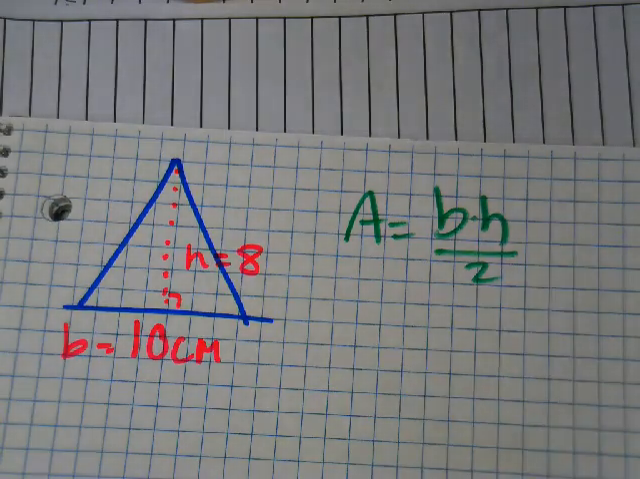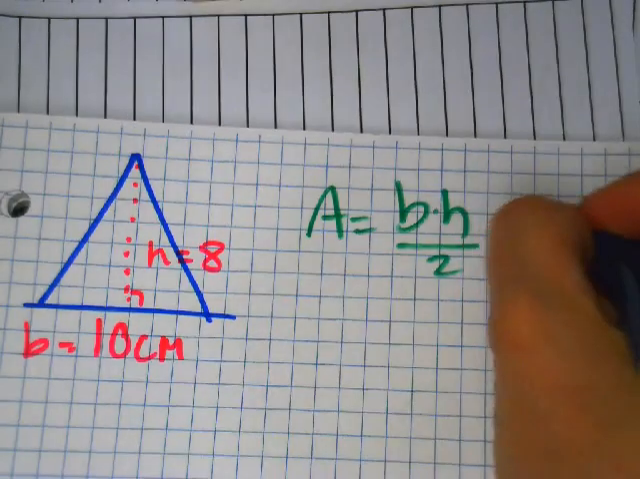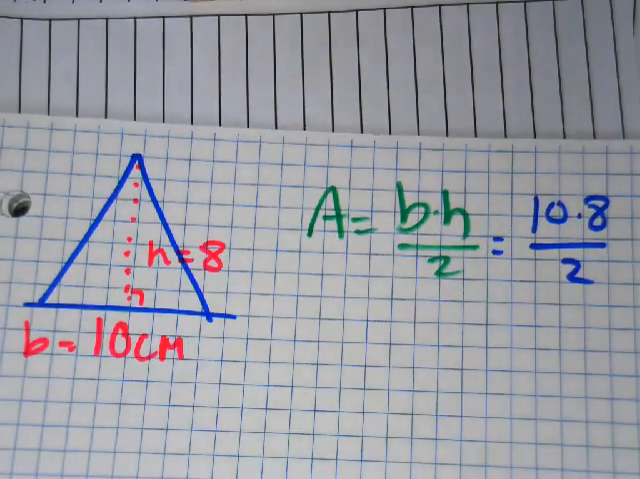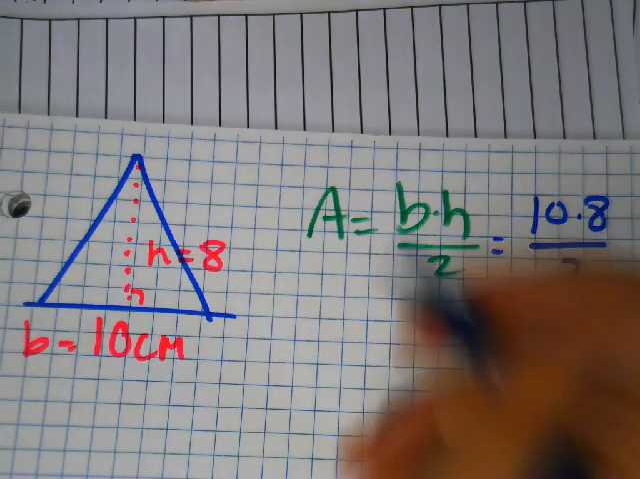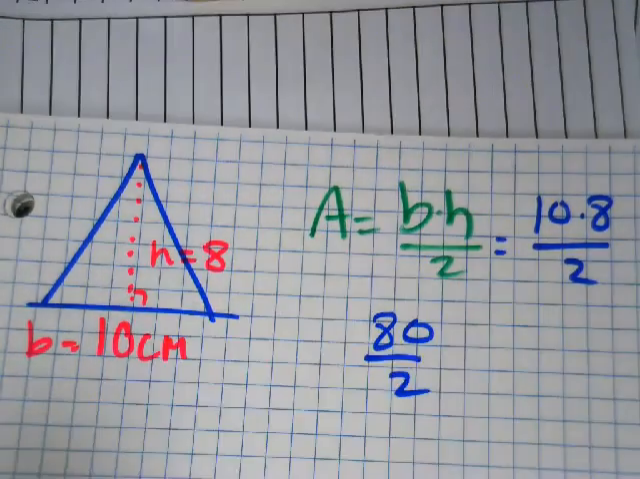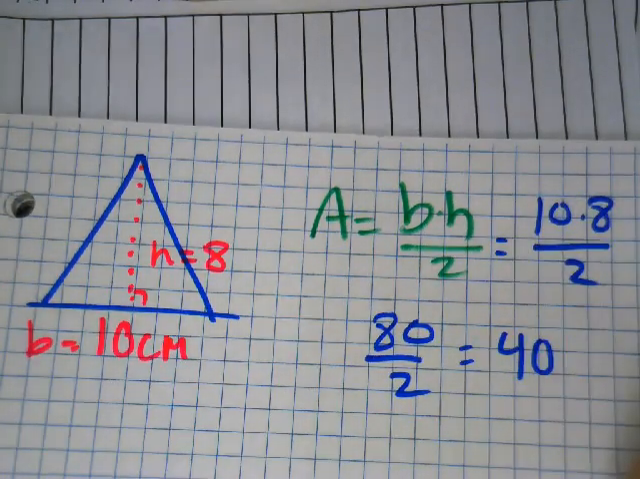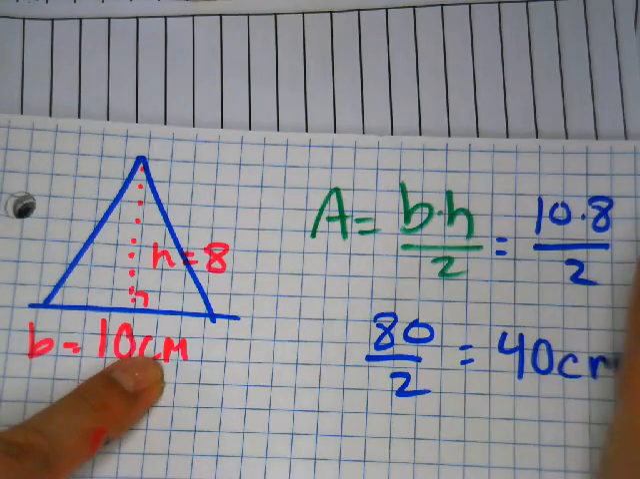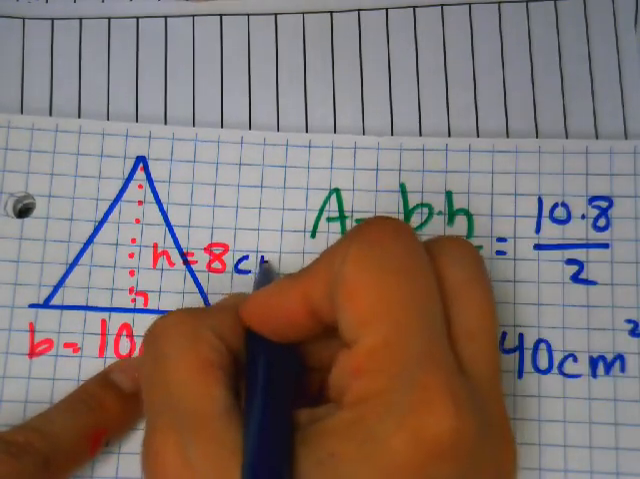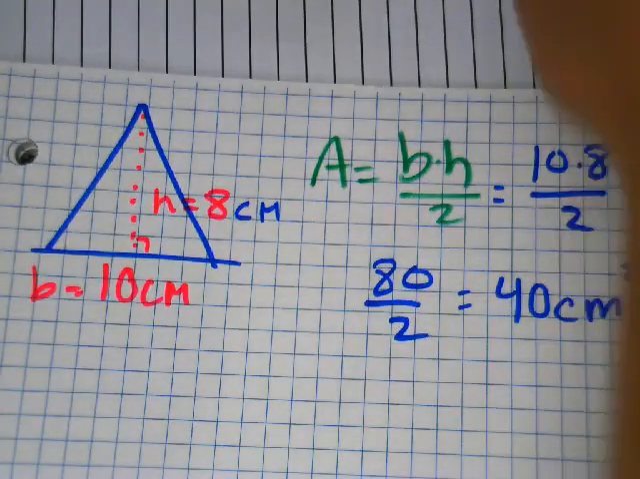All right, so did you substitute the numbers correctly? I did 10 times 8 divided by 2. Did you do 10 times 8? What'd you get? 80. 80 divided by 2? 40. 40 what? I didn't write it over here, apologies, but I wrote it here.